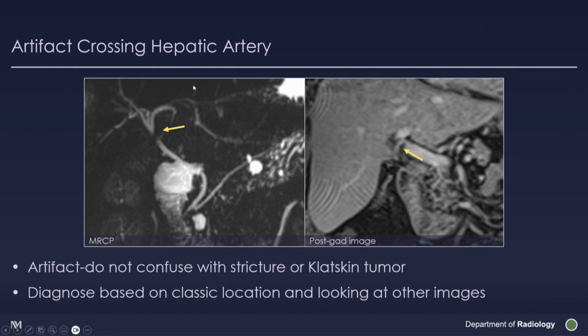Another important pitfall is this one. I've seen it not infrequently called elsewhere, sometimes a stricture, and you can see why, because there's a gap here. But then what you notice is when you look closely, it's often the hepatic artery that's crossing at that level, and it's actually due to pulsation artifact. And it's important not to think that this is due to cholangiocarcinoma or due to a stricture.